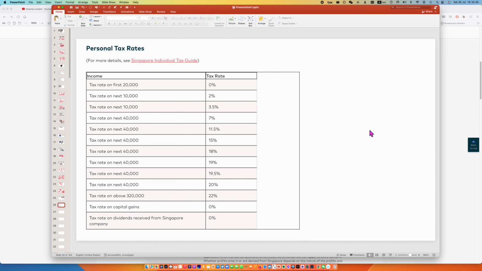Okay, so let's look at this. Basically how you read this table is, you will get this table because this is the tax rate. They say the tax rate on the first 20k is 0%. By the way, this tax rate applies to the annual income. Annual income means the income that a person takes in an annual year.